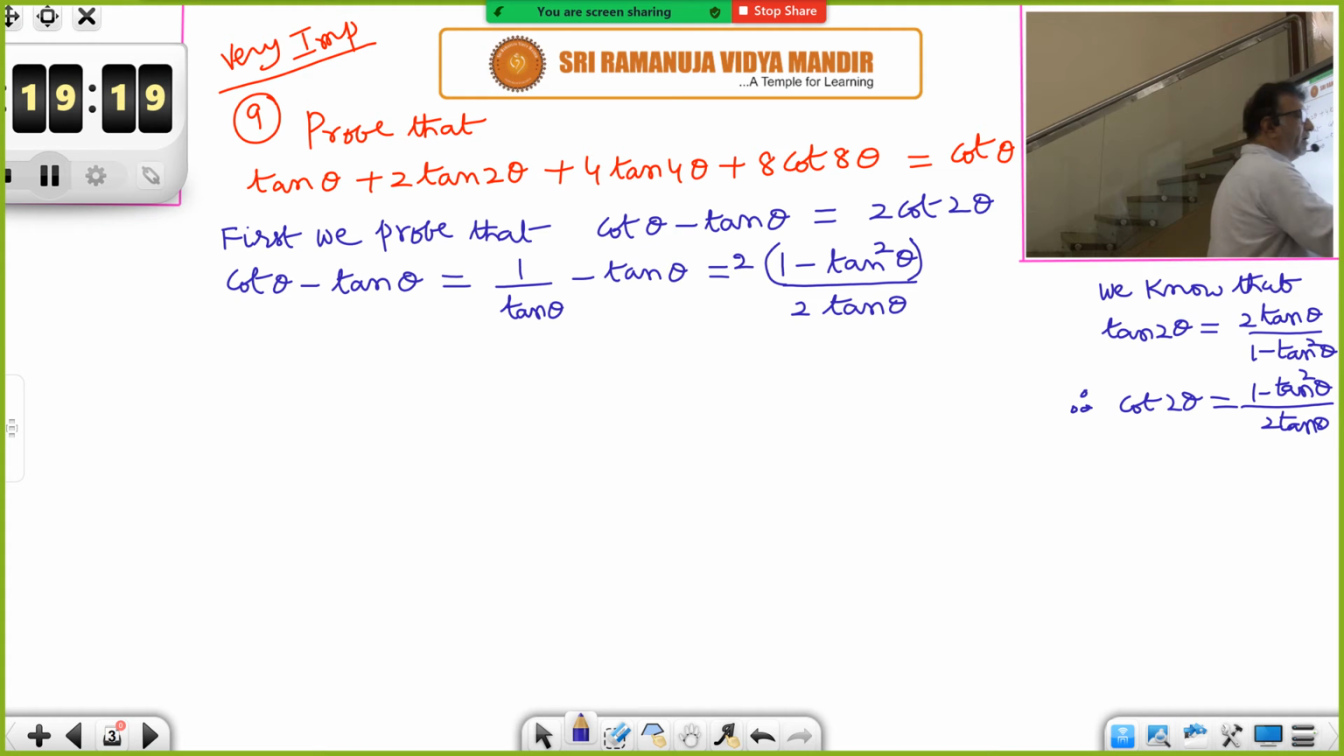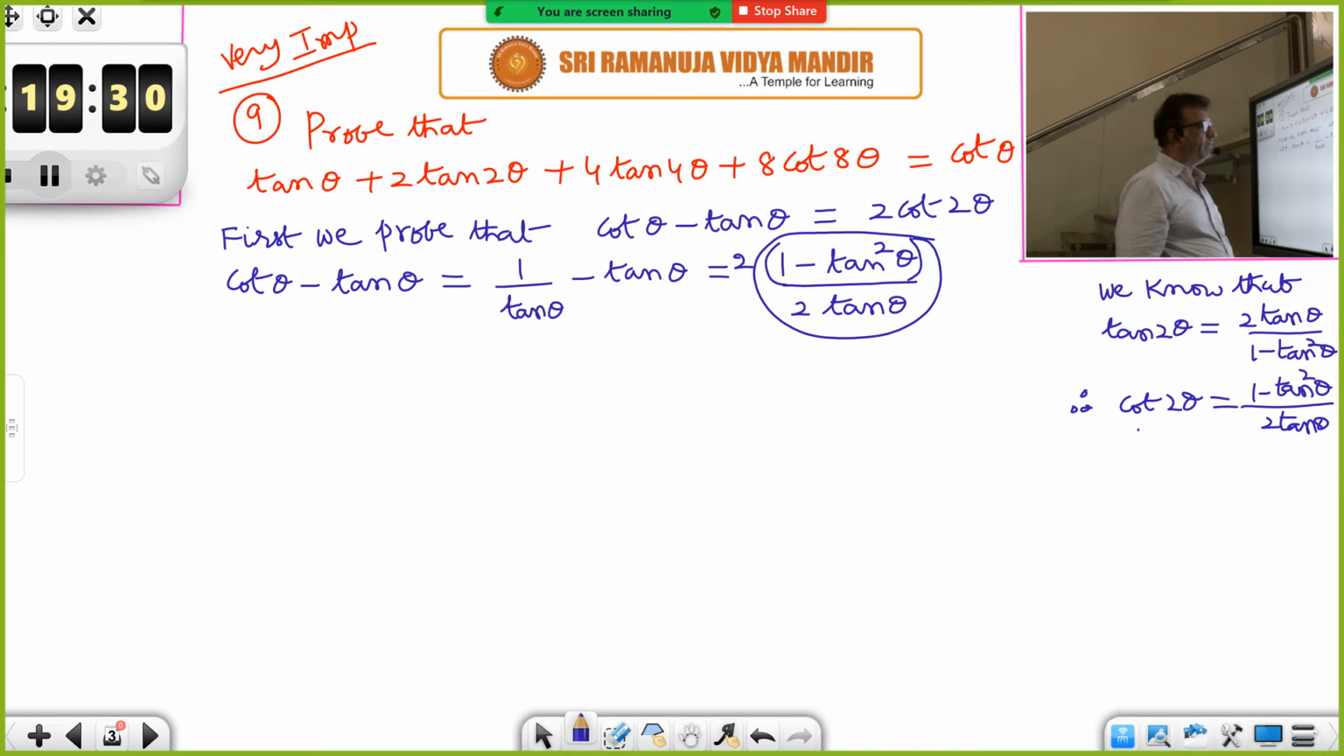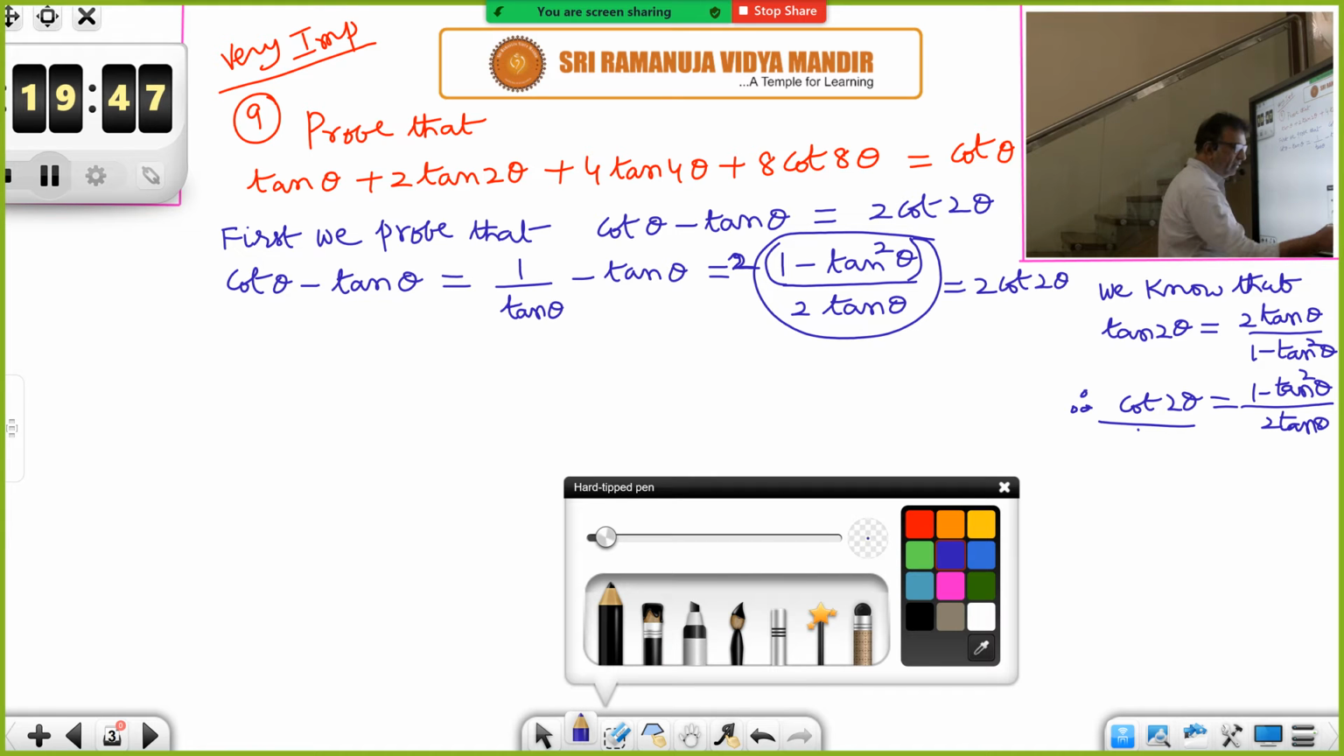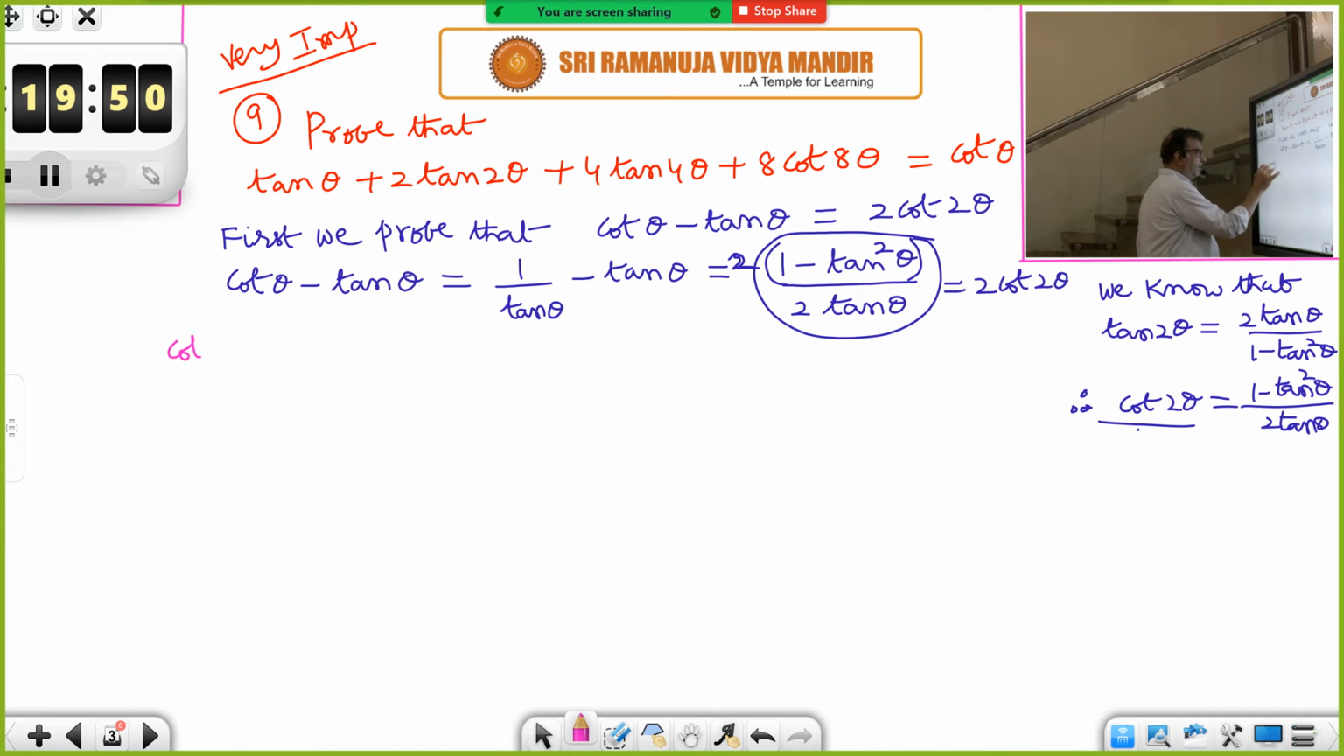2 tan theta. We have taken reciprocal both sides. That is called invertendo. 1 by tan 2 theta becomes 1 minus tan square theta by 2 tan theta. That is nothing but cot 2 theta. And apart from that, 2 is also there. So 2 cot 2 theta. So once again I have proved this, but in a different way. Now from this, I will write it again. Cot theta minus tan theta is equal to 2 cot 2 theta.